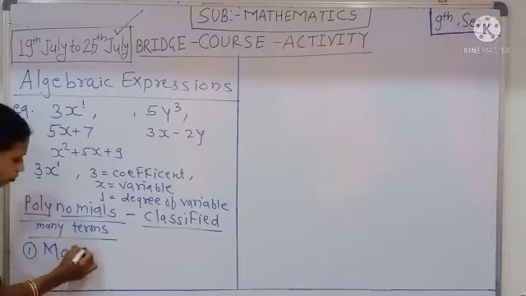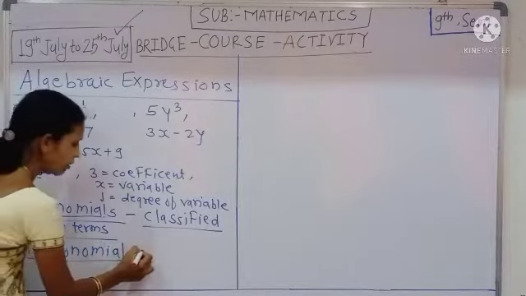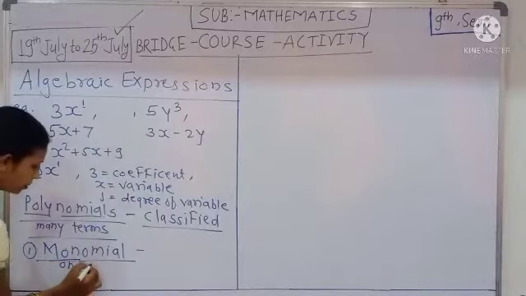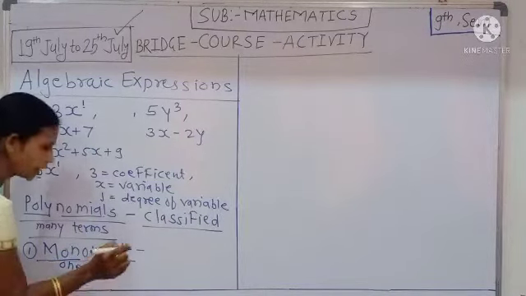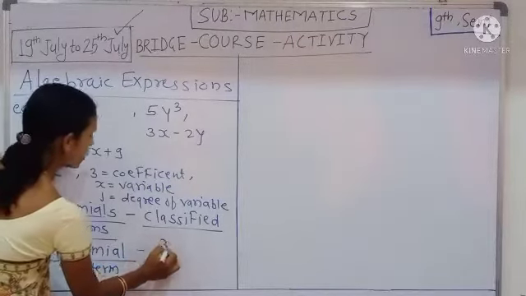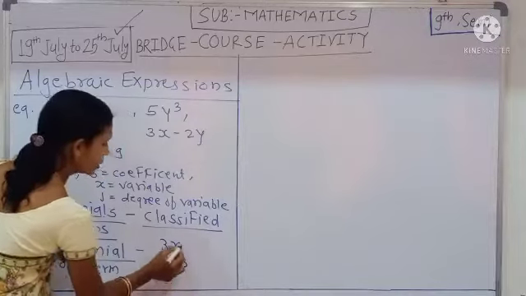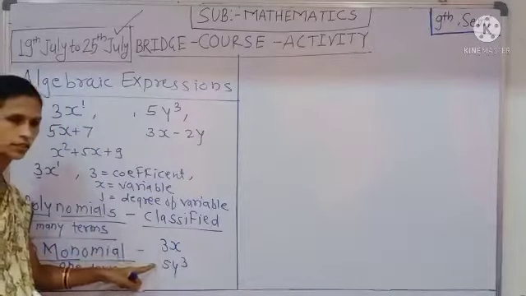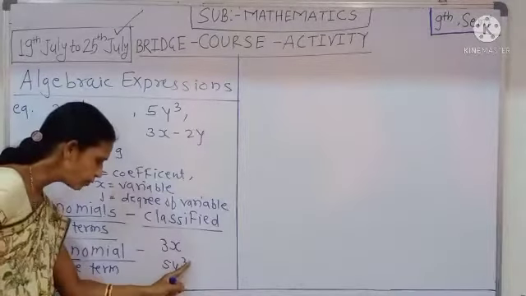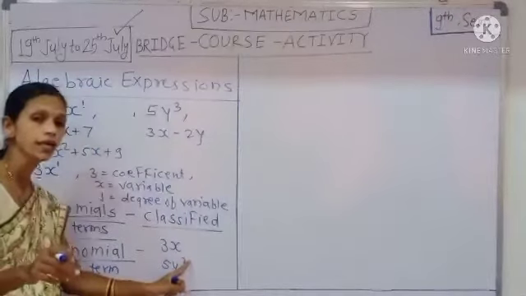First one, monomial. Mono means one. It is an algebraic expression which contains only one term. For example, 3x and 5y cube. These are the monomials in which only one term is there. Here in 5y cube, 5 is the coefficient, y is the variable, and 3 is the degree.